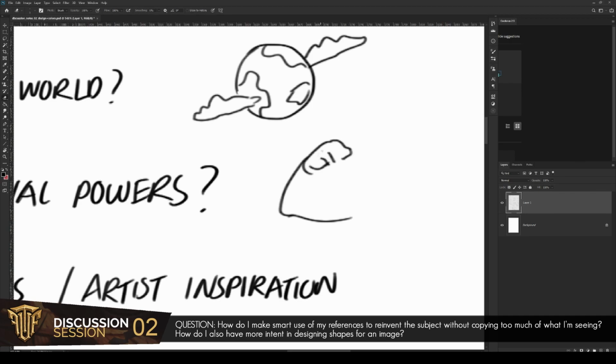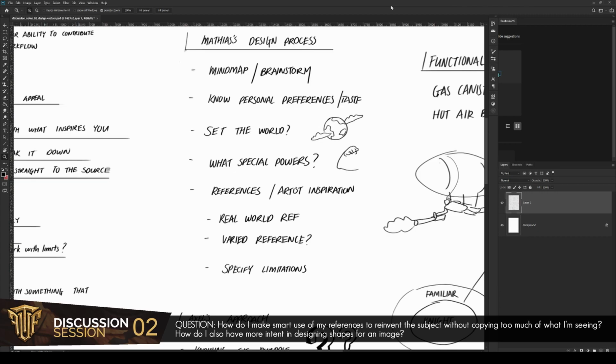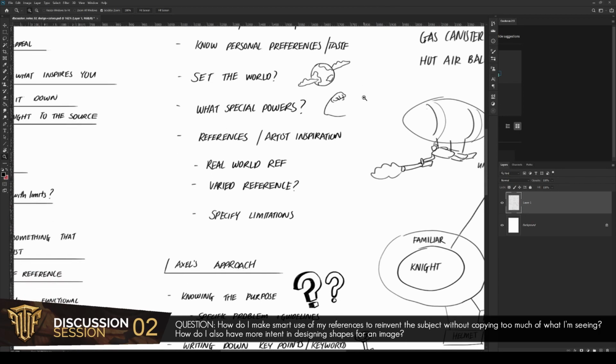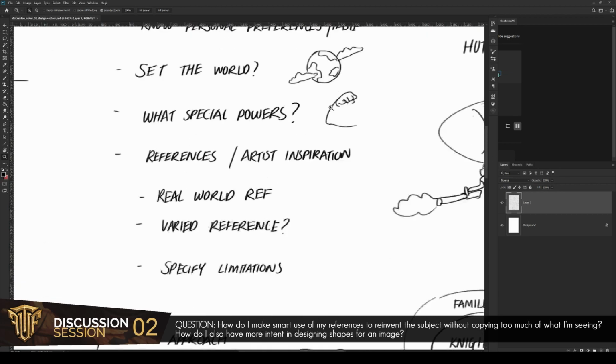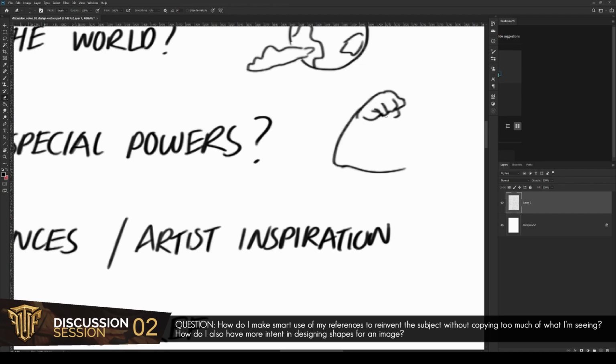Yeah. I think that's why both Mathias and Axel in their process say that it's important to know what the world is, what the powers are, and basically specifying limitations and the purpose of this design. Because if you don't think about it, then it's very easy to just come up with either something generic or get overwhelmed with the infinite possibilities. I'm personally a really big fan of the quote "limitations breed creativity." Knowing the limitations can really allow you to come up with better solutions and designs, in my opinion. It seems to be something that has been echoed by quite a few other artists as well, which is why I stole that quote.